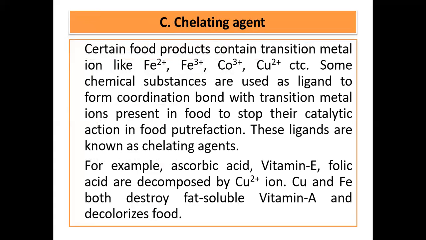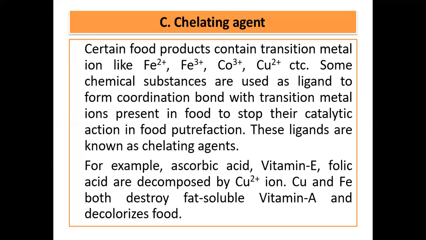Remember, in some foods some transition metals like ferrous, ferric, cobalt 3 plus, copper 2 plus ions are present. And these ions present in food particles behave as a catalytic substance and help to putrefy the food particles. So if we use chemical substances or ligands in the food containing these ions, the ligand combines with these ions by coordination bond and prevents the putrefaction of food particles.